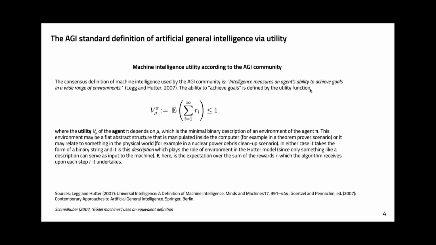This ability to achieve goals is defined by a utility function. This utility is here V of an agent pi, depending on the environment of the agent, mu. It's defined as the expectation of the sum of the rewards the agent is going to have, which is normed to be less than or equal to 1. And mu is a binary description of the environment of the agent. This environment may be a fixed abstract structure that is manipulated inside a computer. For example, if you have a theorem prover, then this would be one environment. Or it may relate to something in the physical world.